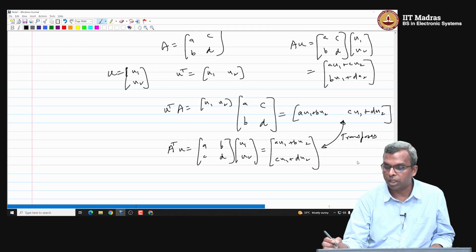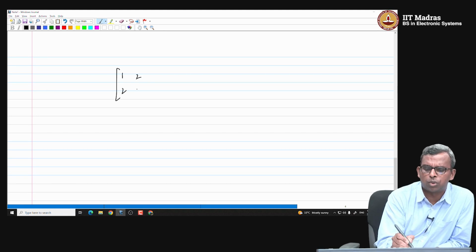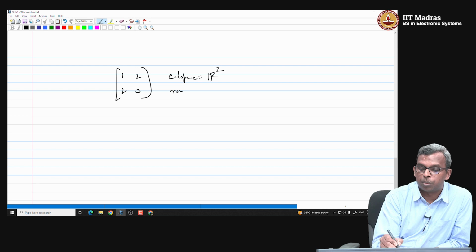Okay, 1, 2, 2, 3. Let's begin with that example. That's a very easy example. 1, 2, 2, 3. Okay, clearly the rows and columns are linearly independent. So column space equals R2. So row space will also be R2. So again, rows are also linearly independent, right? R2. Once you find columns and row space, the null spaces become duals of each other, complements of each other, right?